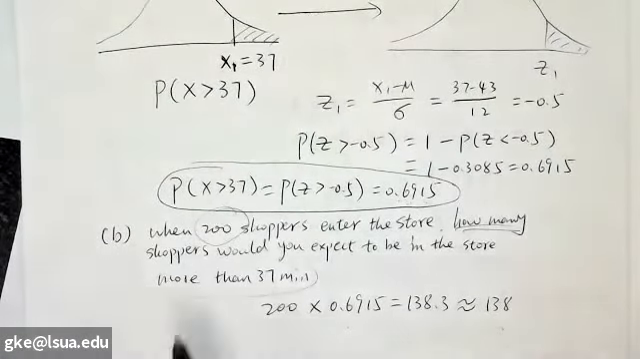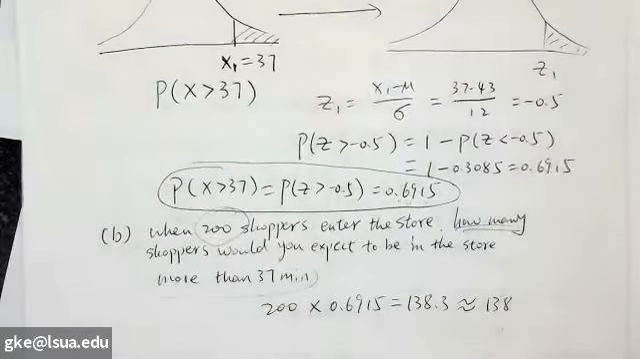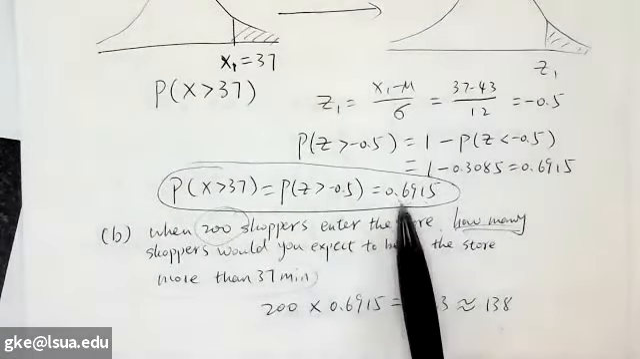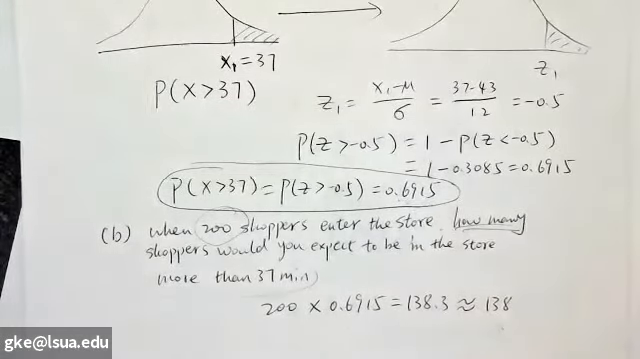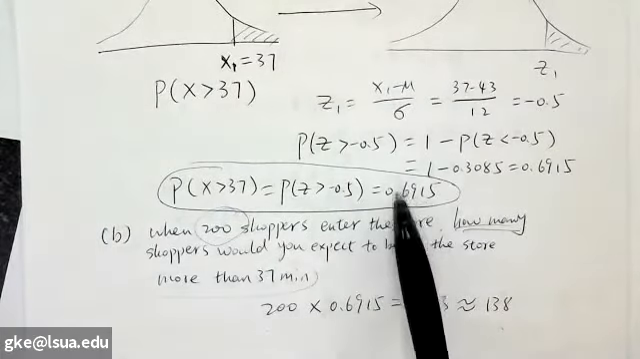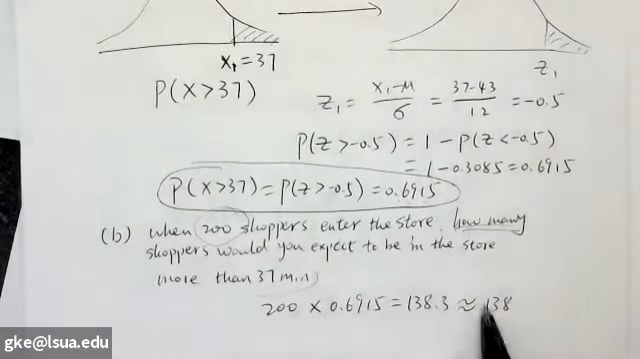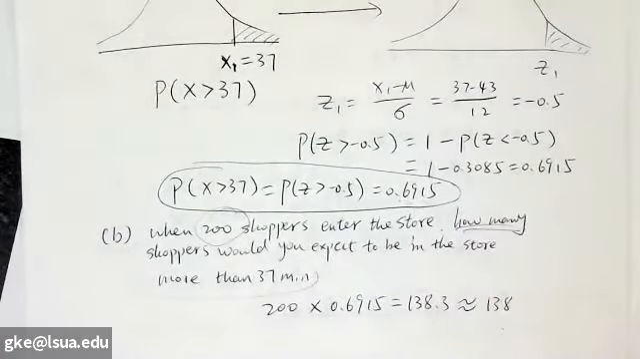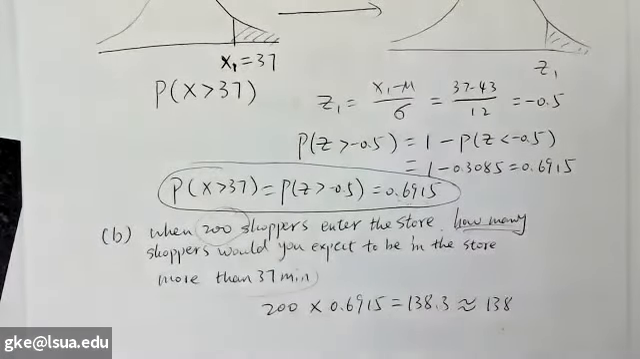Do you understand? So we have 200 shoppers, and the probability we just calculated from the last problem is 0.6915. So 200 times the probability gonna give you the number. Okay, give you the number. That's it. Very specific.